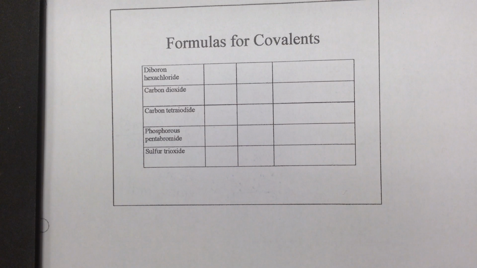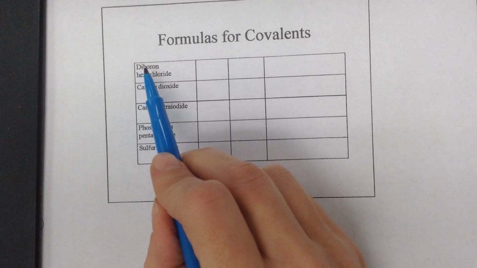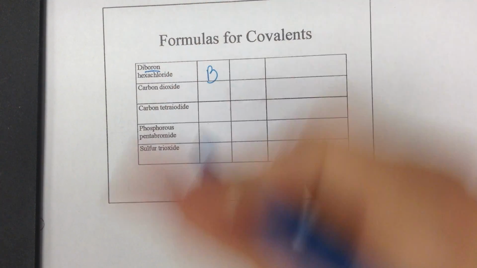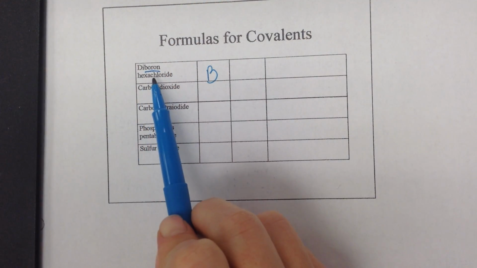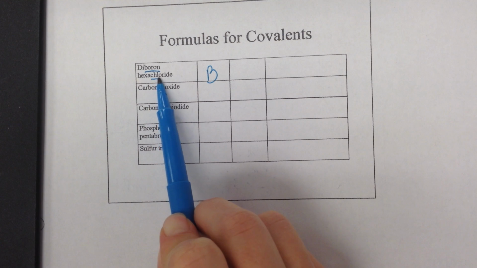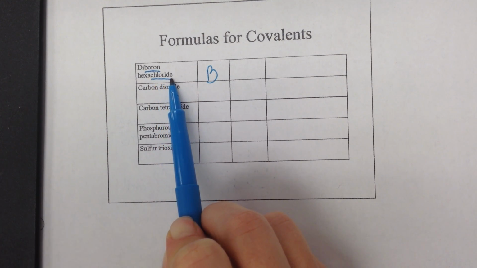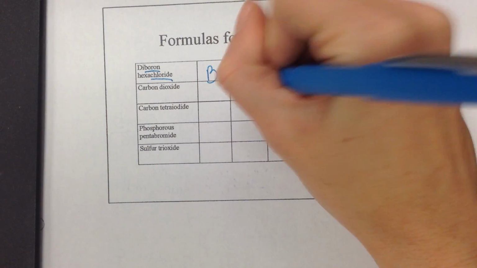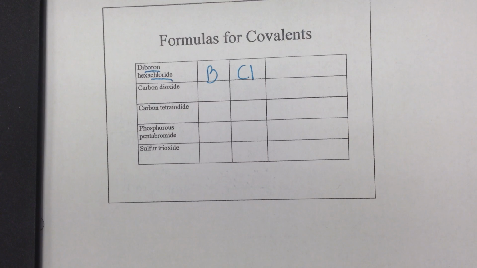So how do you write formulas? Writing the formulas is really nice and easy. I have a little chart here for us. So once again, you're going to use your prefixes to determine how many atoms you have. So if you look at the first one, we're dealing with boron. Boron is letter B. And then if you take a look at the second atom, it's chloride, right? So that's really chlorine before we changed the ending. So chlorine is Cl.